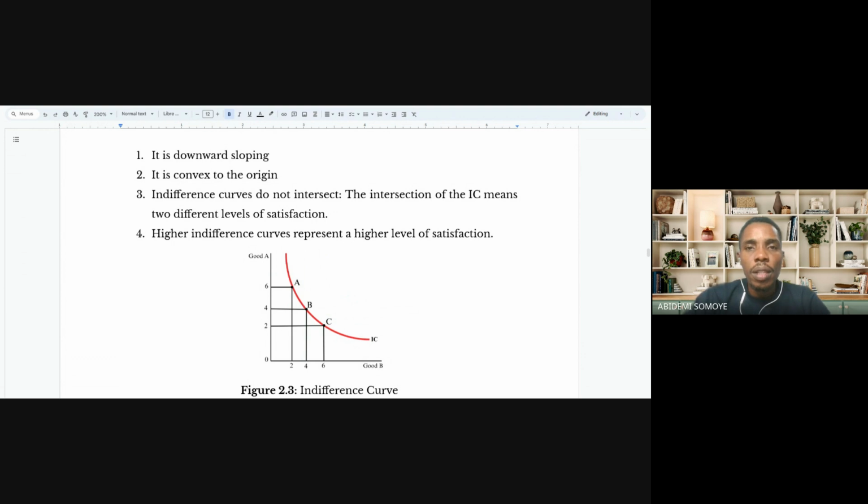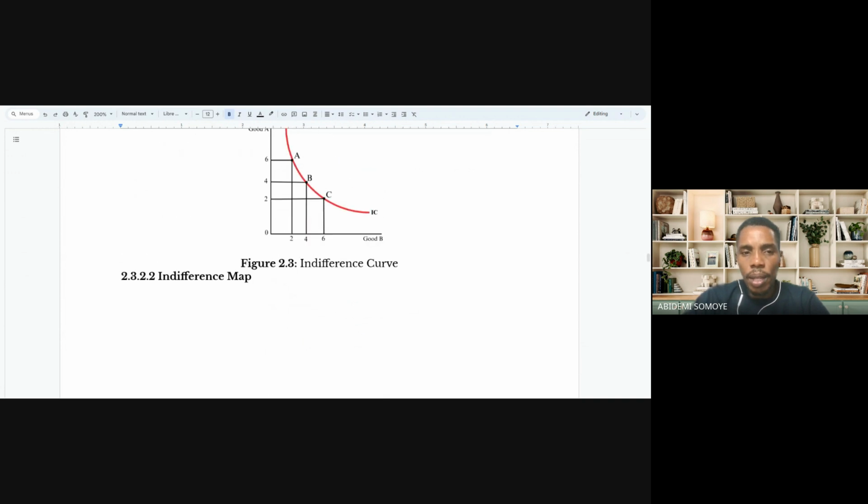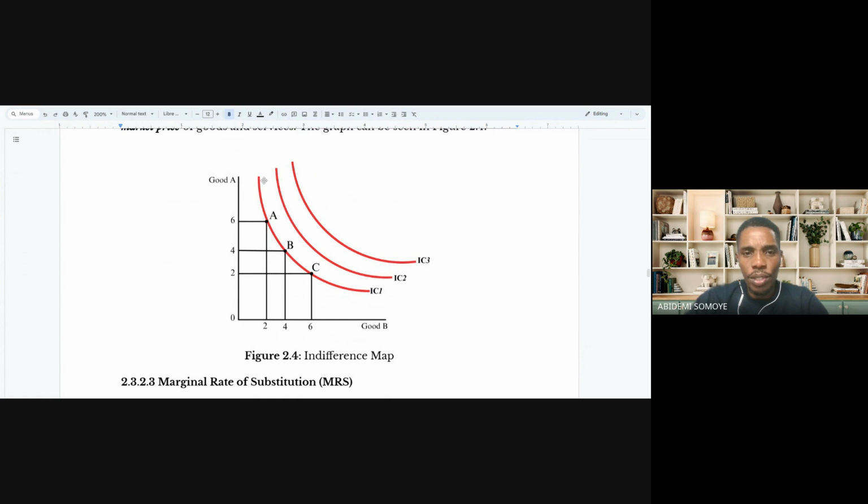Okay, so let's take a look at the indifference map. An indifference map simply is more than one indifference curve. You can see here, this is an indifference map where you have more than one indifference curve. Okay, and I said higher indifference curve means higher level of satisfaction. So here, this IC2, indifference curve 2, means you can consume more of good A and more of good B. Okay, IC3 means you can consume more of good A and more of good B. And that shows an increase in the level of satisfaction.